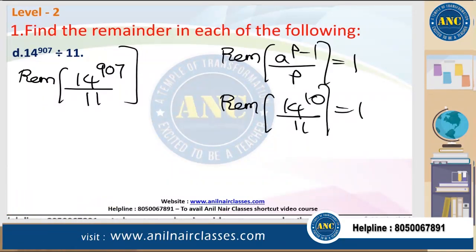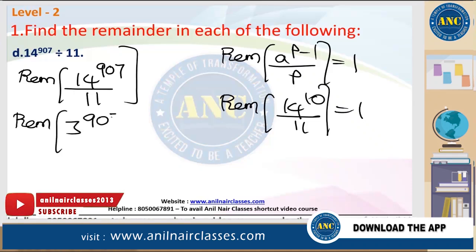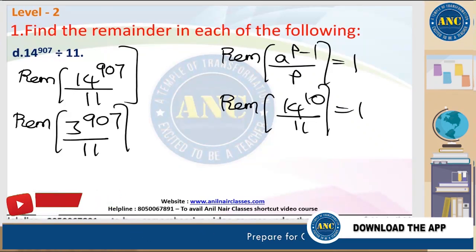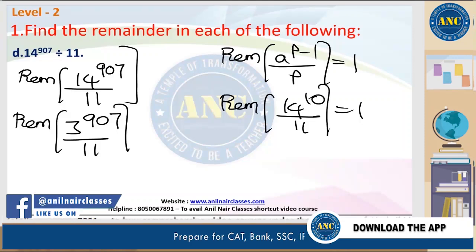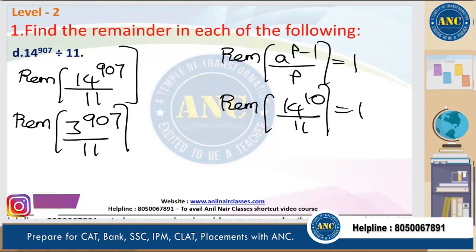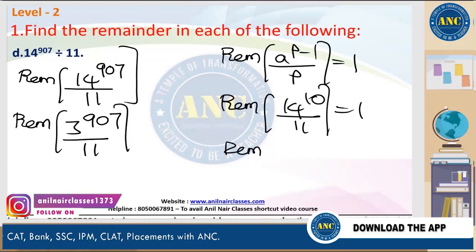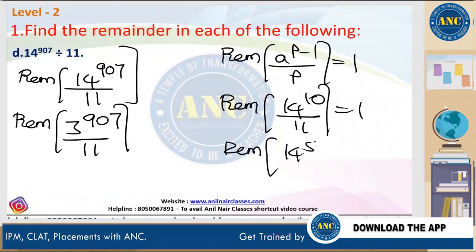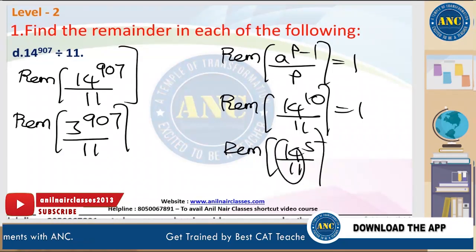Just again I am telling you. 14 divided by 11, it is 3. 3 power 907 by 11. Power 10 is giving you 1. What are the factors of 10? Next factor is 5, so check with 5. 14 power 5 divided by 11. 11 ones are 11, 3.